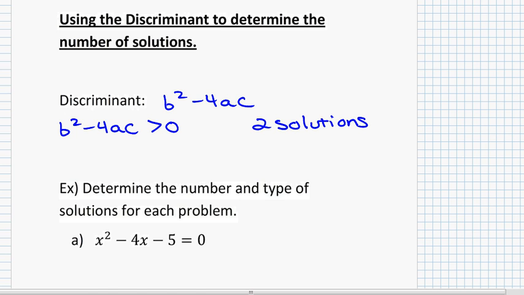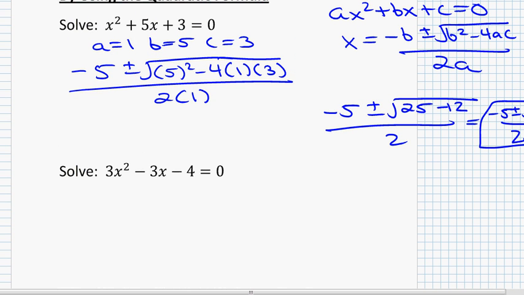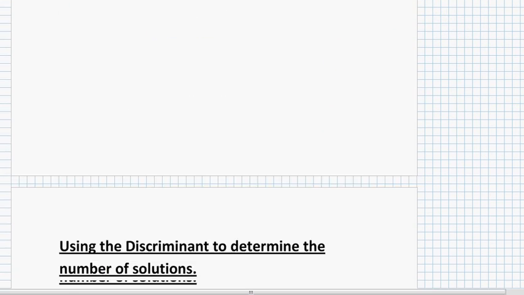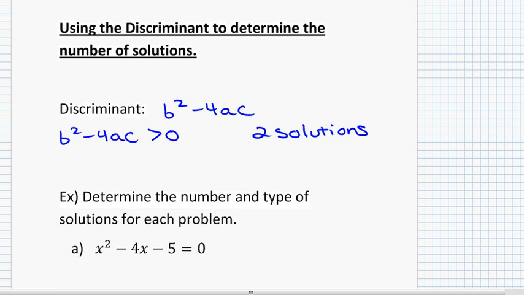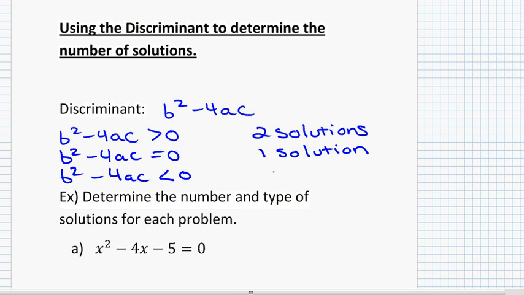Kind of like when we did our example, notice the discriminant was a positive 13, so therefore we got 2 answers, negative 5 plus the square root of 13 over 2 and negative 5 minus. When b squared minus 4ac is equal to 0, if the discriminant is 0, that means you just get 1 answer. And if the discriminant is less than 0, then you have no real answers. All your answers would be imaginary because it's going to be negative under the square root.